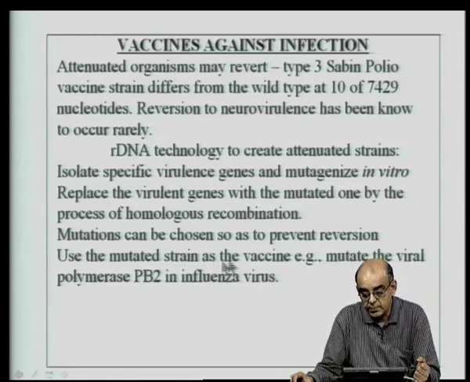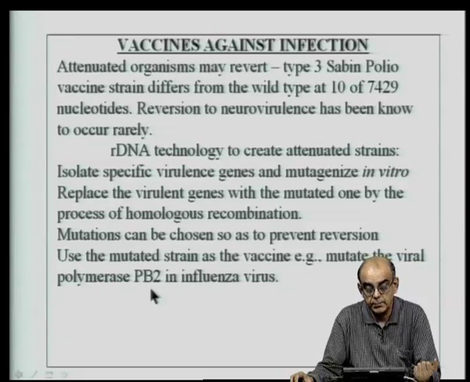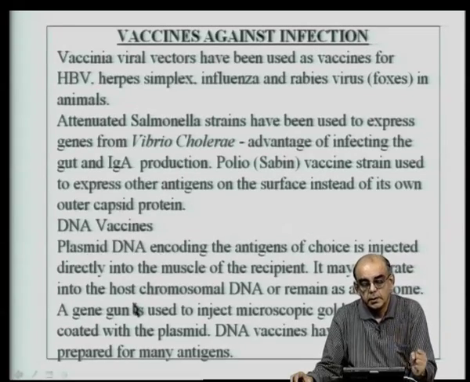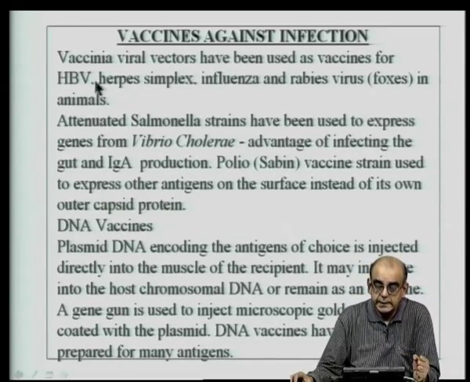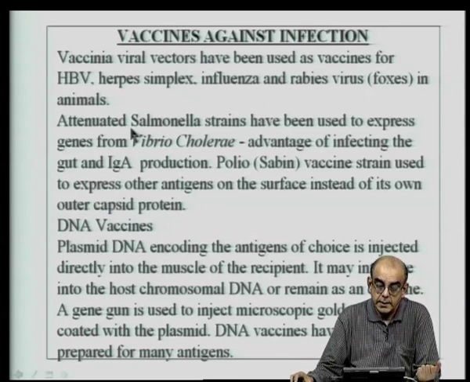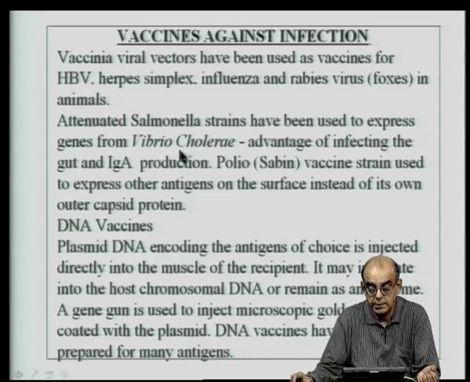And an example is the influenza virus vaccine, where they mutated the viral polymerase gene called PB2. Now, as I told you earlier, vaccinia viral vectors have been used as vaccines for hepatitis B virus, herpes simplex, influenza and rabies viruses. And Salmonella strains have been used to express genes from all these different organisms, examples of what was just described in the earlier slides.